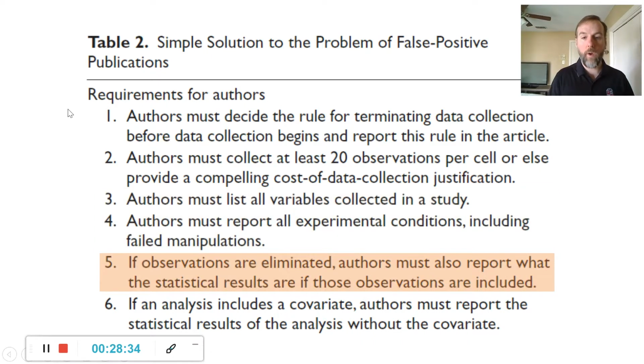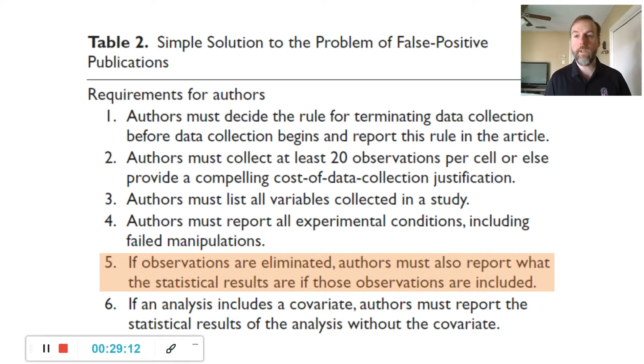Number 5, if observations are eliminated, authors must also report what the statistical results are if those observations are included. This is also to get away from another researcher degree of freedom where maybe you only get a significant result if you remove these 2 participants. So you need to be clear about that. You need to say, hey, we eliminated these participants. You should say why. And then maybe in an appendix, if it's not that interesting, say what the results look like with or without those participants.